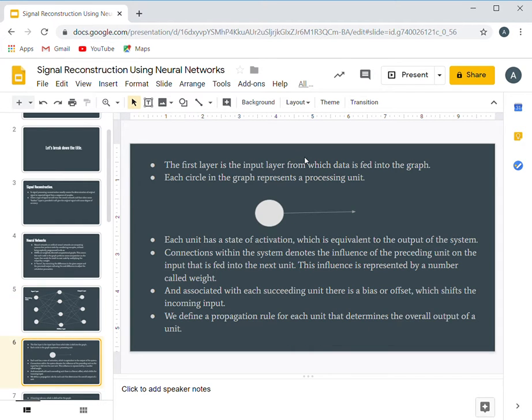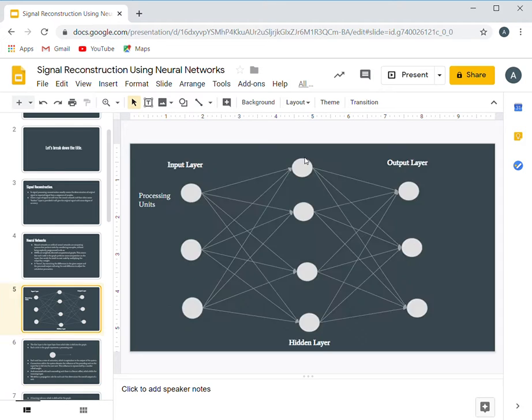Next, associated with each succeeding unit, there is a bias or offset. So, for example, the computation is done. Now we have an output from the hidden layers, and it is now moving on to the second layer of the hidden layers. So how does that output change when it goes from one to another?